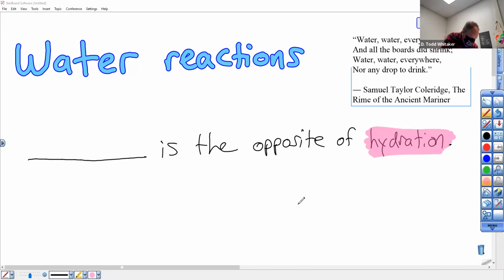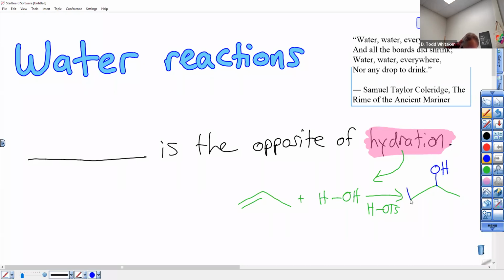This is a good time to remind ourselves that we've seen a reaction with water before, and it was the acid catalyzed hydration of alkene. So just a reminder, and you're not writing any of this down, we had this reaction, and something like that and something like that, and we're supposed to give this reaction here. Yeah, this is hydration, right? One of our first mechanisms.